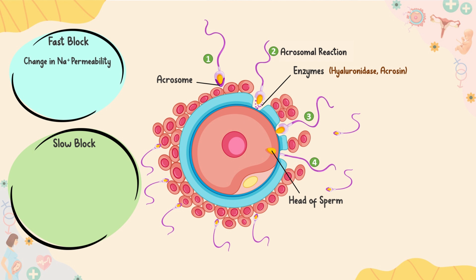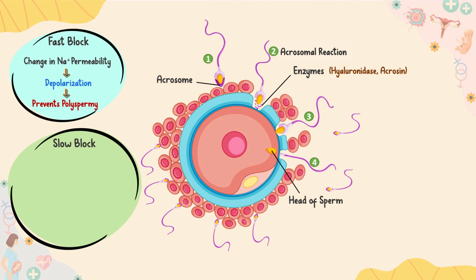Now the fast block involves a near instantaneous change in sodium ion permeability upon binding of the first sperm, which depolarizes the oocyte plasma membrane, and thus prevents the fusion of additional sperm cells. The fast block sets in almost immediately and lasts for about a minute, during which time an influx of calcium ions following sperm penetration triggers the second mechanism, the slow block.